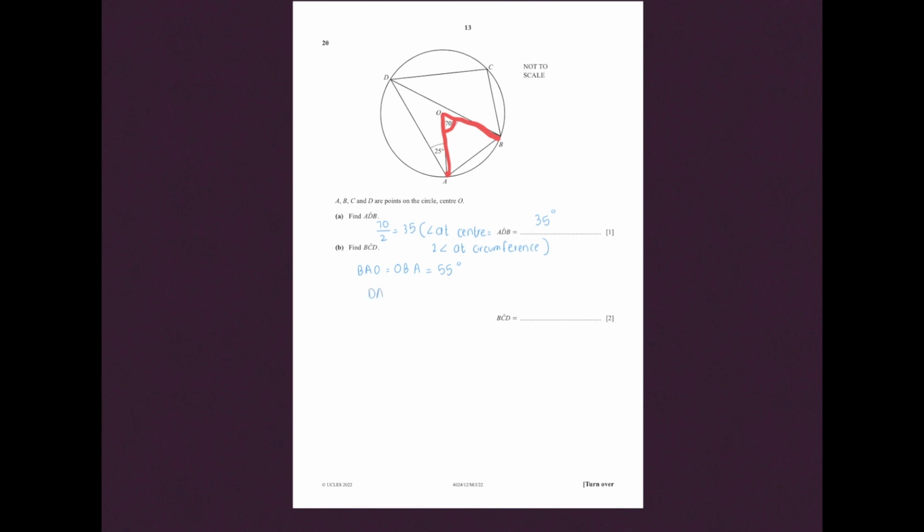BCD is needed. So how will I get BCD? I need this. Right? Can you find this easily? 180 minus 70 is what? 110. 110 divided by 2 is 55. Now 55 plus 25 makes what? 80. So on the basis of a cyclic quadrilateral, opposite angles add up to 180. So if this angle is 80, then 180 minus 80 is what? 100. Got this, guys?